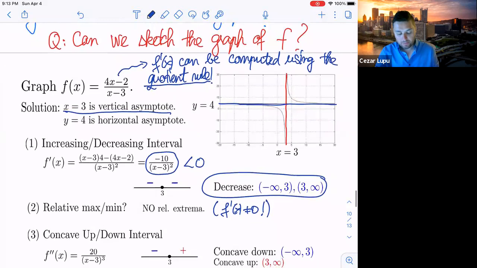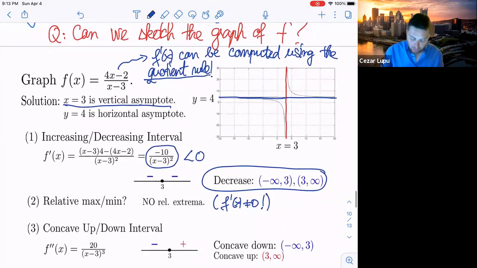Well, if we compute the second derivative, and I'll leave this to you as an exercise, it's just taking the derivative of the first derivative. Well, we'll end up with this. So the second derivative of f is 20 over (x minus 3) cubed. So the second derivative all the way up to 3 is negative.